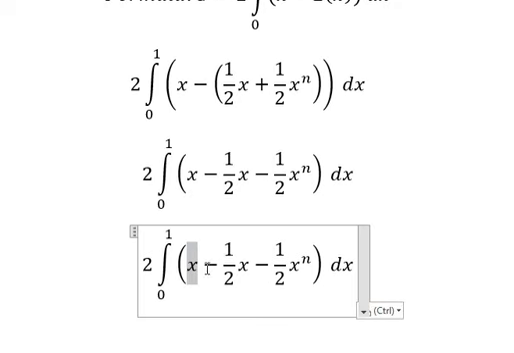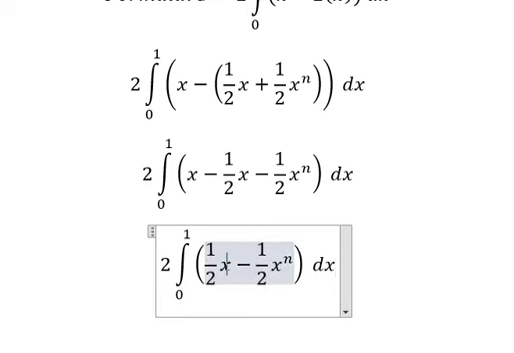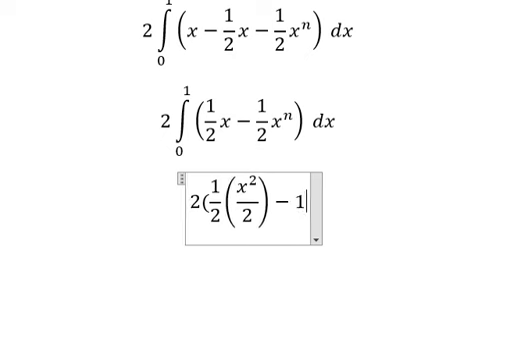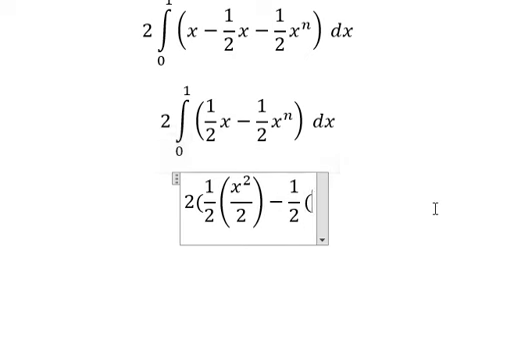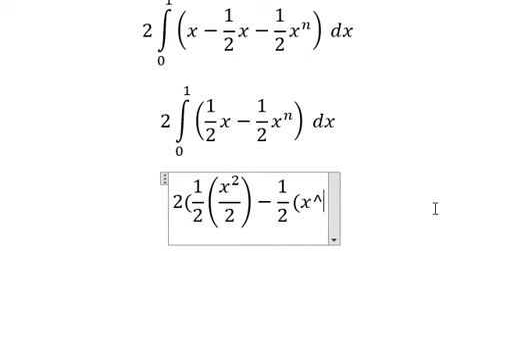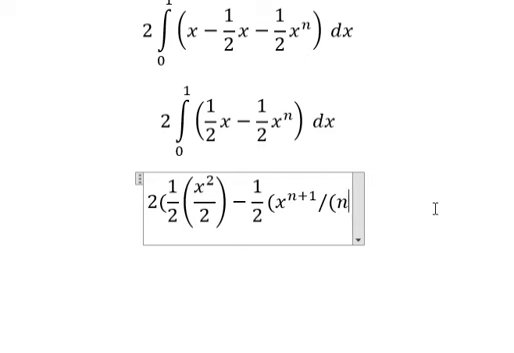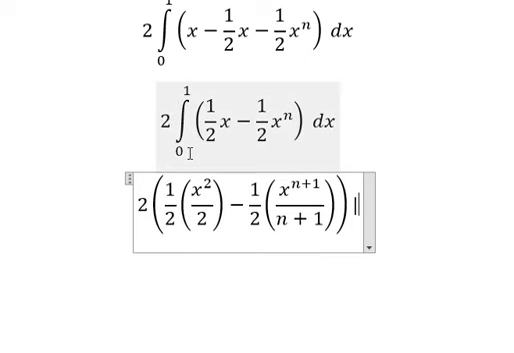So this one minus 1 over 2, that is about 1 over 2x. The integration of x is x squared over 2. The integration of this one is x to the power of n plus 1 over n plus 1. And then we put the bounds from 0 to 1.